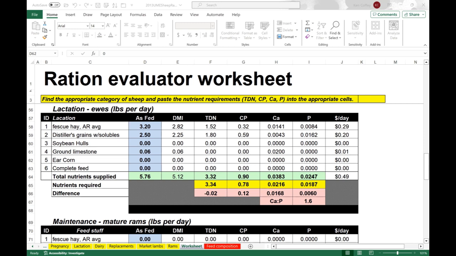That kind of helps modify the excess protein in the distillers and the excess phosphorus. And the soybean hulls have more calcium, so it helps with that calcium phosphorus ratio. So that actually would be a pretty decent blend. So, okay.